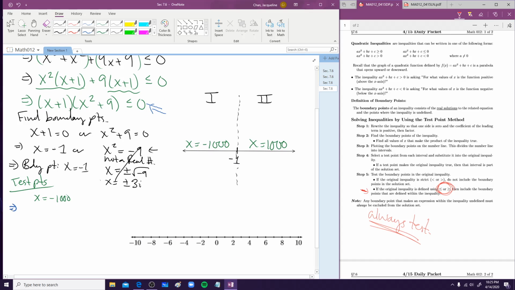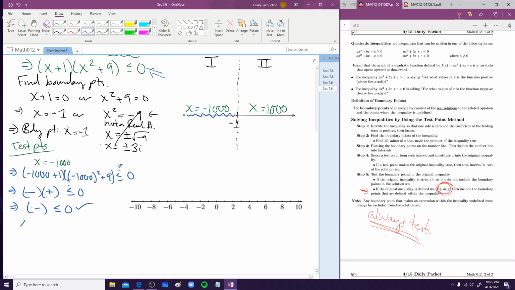So what do we do? This is going to be negative 1,000 plus 1, and then negative 1,000 squared plus 9. Is this less than or equal to 0? So negative 1,000 plus 1, that is negative. Negative 1,000 squared, that is positive. Positive plus a positive is positive. So a negative times a positive is a negative, and a negative is definitely less than or equal to 0. So what does that mean? This is included.